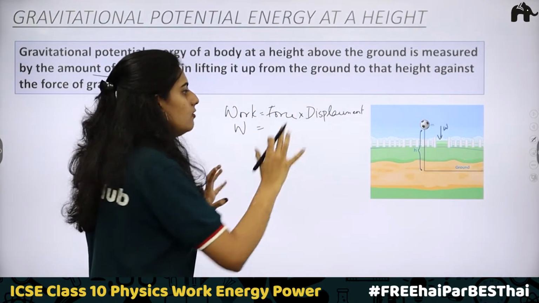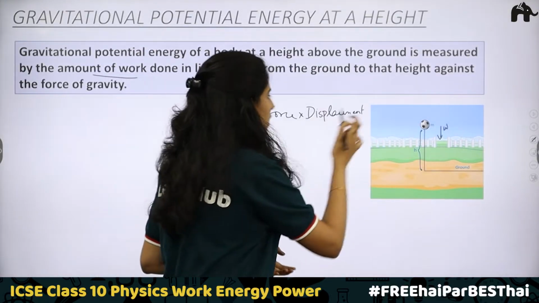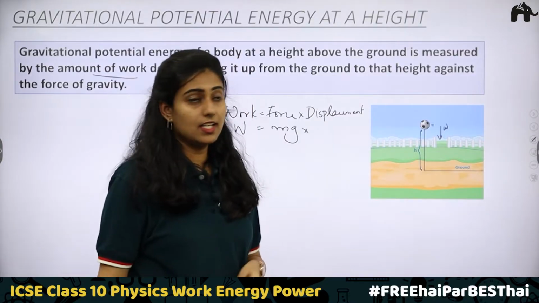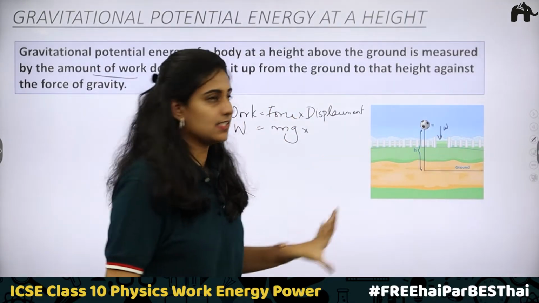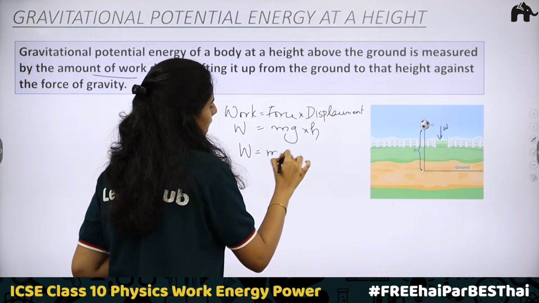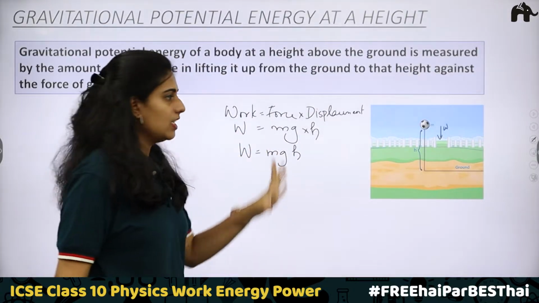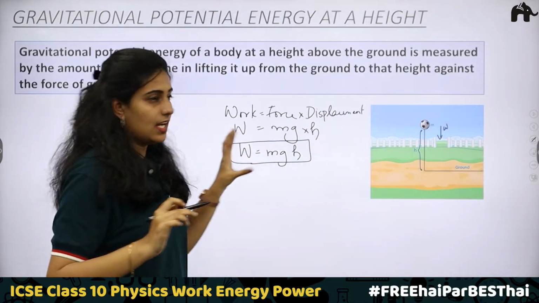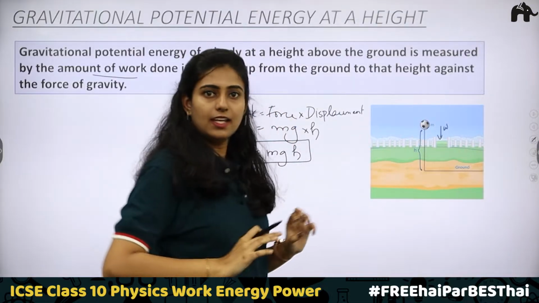Force is nothing but the weight of the body. You are applying a force which is at least equal to the weight of the body, mg. What about displacement? Displacement is the distance it has moved from the ground to a height h. So displacement is h, which means the work done is equal to mgh. m is the mass of the body, g is acceleration due to gravity, and h is the distance through which it has moved. Now, this work done gets converted into the energy in this body.